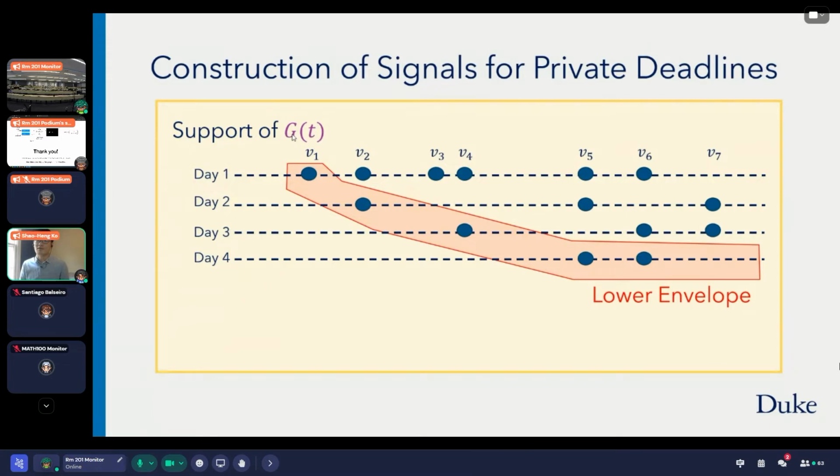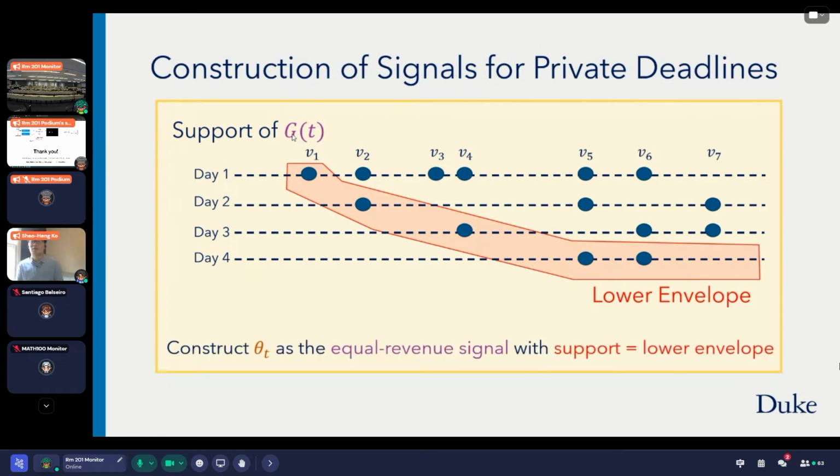And the good thing about this lower envelope is that it creates a mapping from the value to the deadline. So the equal revenue signal based on this set is unique. And that's what we use in our construction. Importantly, it remains true that the optimal auction for this signal is still a posted price at the minimum value. We then prove that the optimal auction for the residual prior does not change from pulling away these kind of signals, which will again give us the revenue equality.